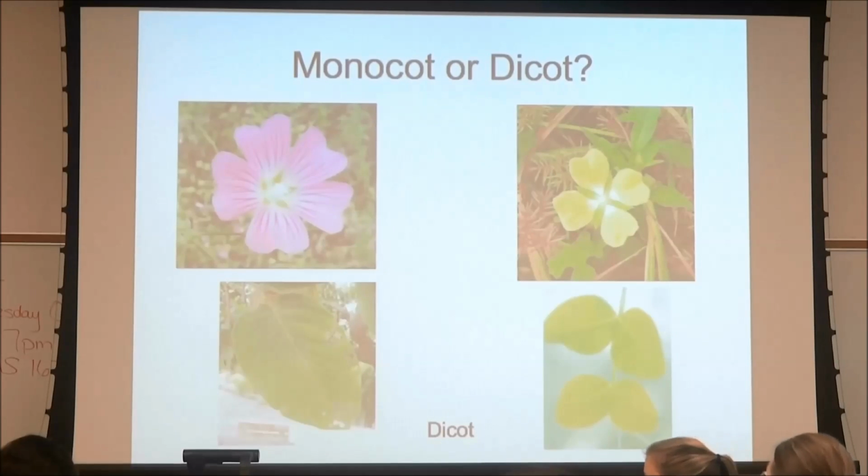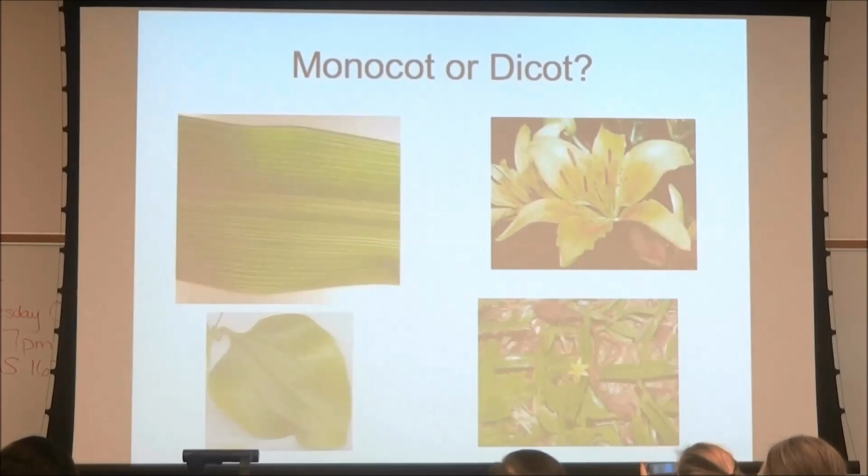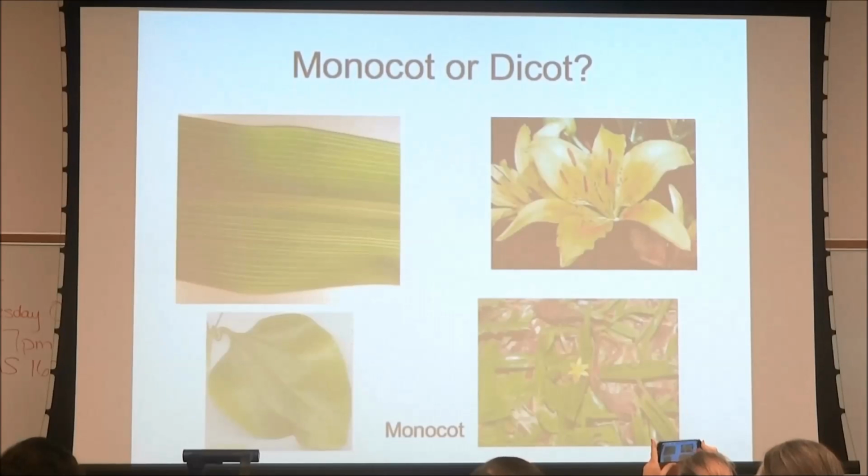Okay? What is this guy? It's a monocot. How do you know? The veins in the leaves are parallel, and the petals are in groups of 3s.